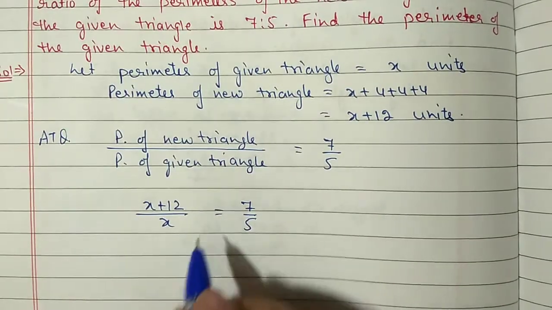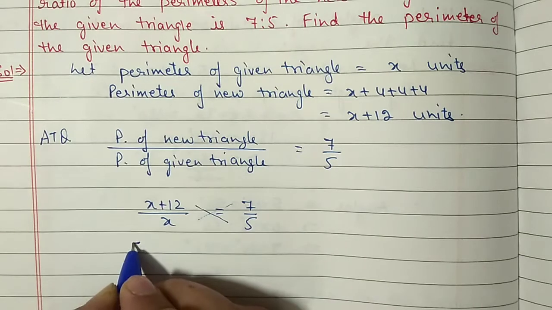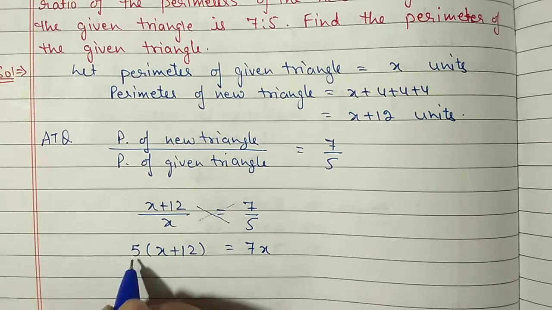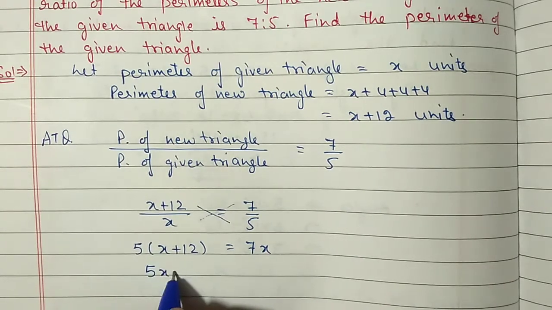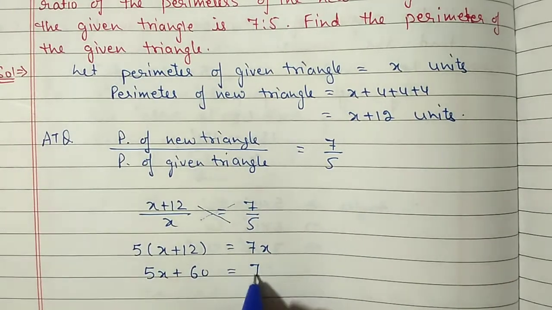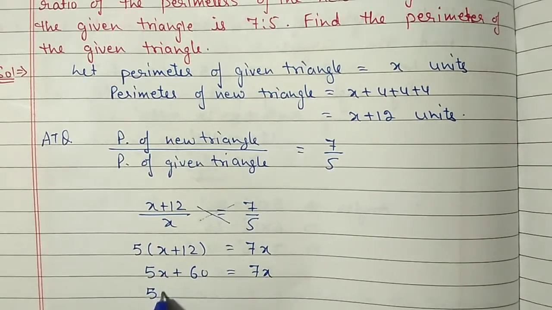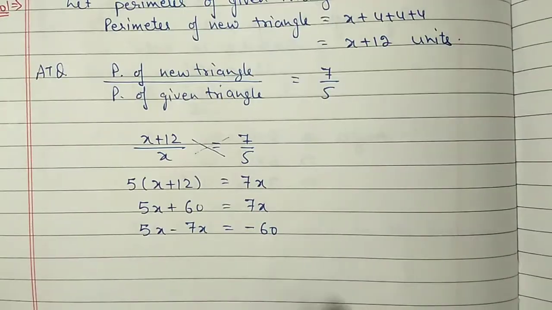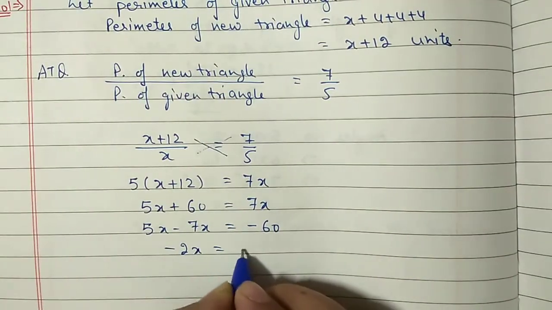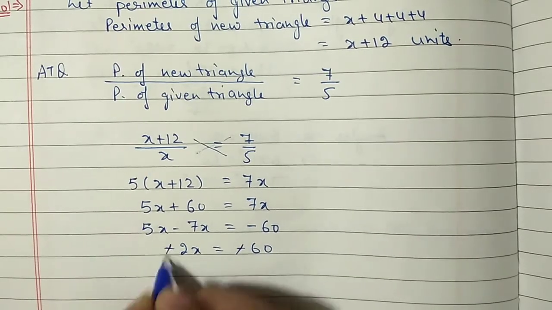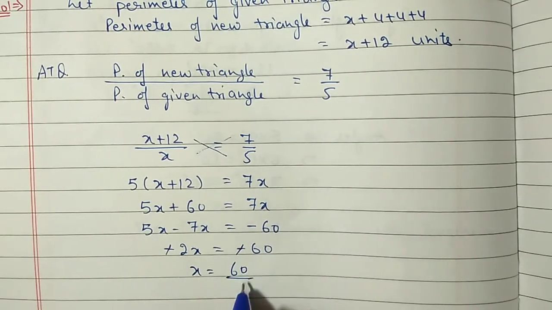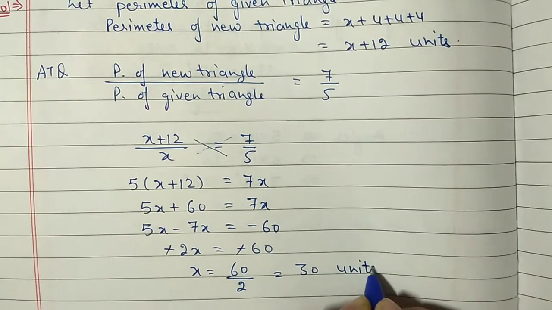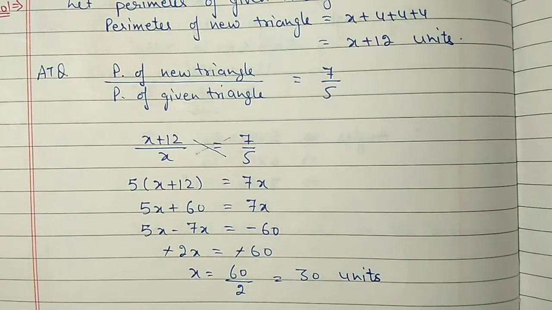Now we can cross multiply both sides. So we will get 5 times x plus 12 equal to 7x. Multiplying 5 into x plus 12, we get 5x plus 60 equal to 7x, or 5x minus 7x is equal to minus 60. Minus 2x is equal to minus 60. Minus 2 and minus we can cancel. So x is equal to 60 by 2, 30 units. It means the perimeter of the given triangle is 30 units.